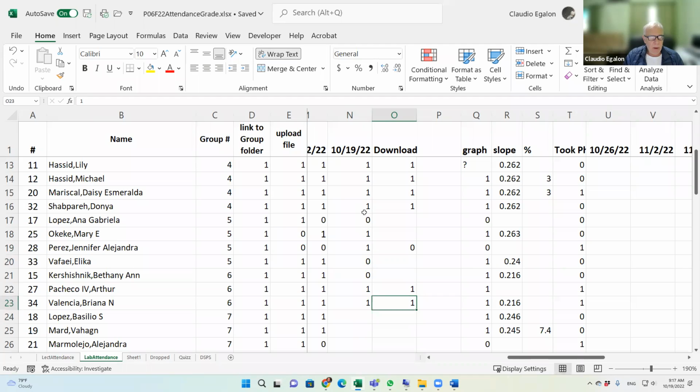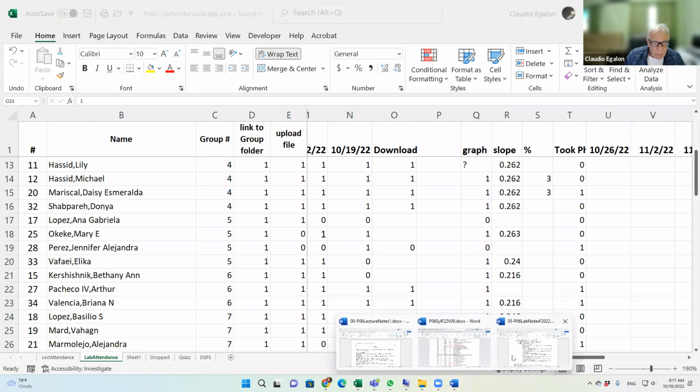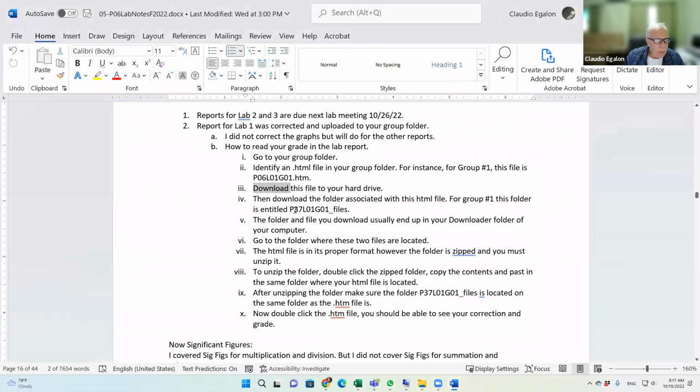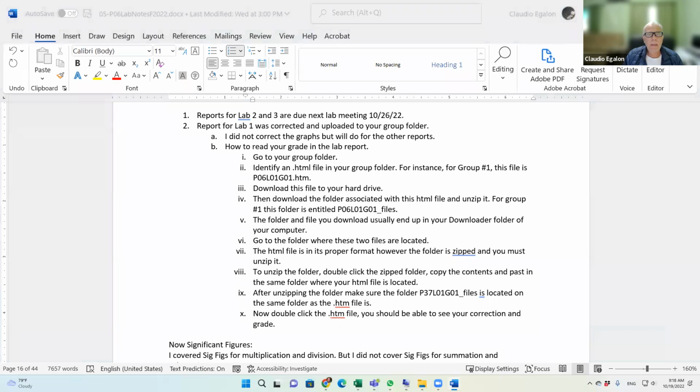Yes, okay, good. And after downloading, remember, right? Let's go back to the notes here. Download file and folder and unzip. Unzip. Did you see the file, the folder, download, then all the folder associated with this HTML and unzip it. Unzip it.